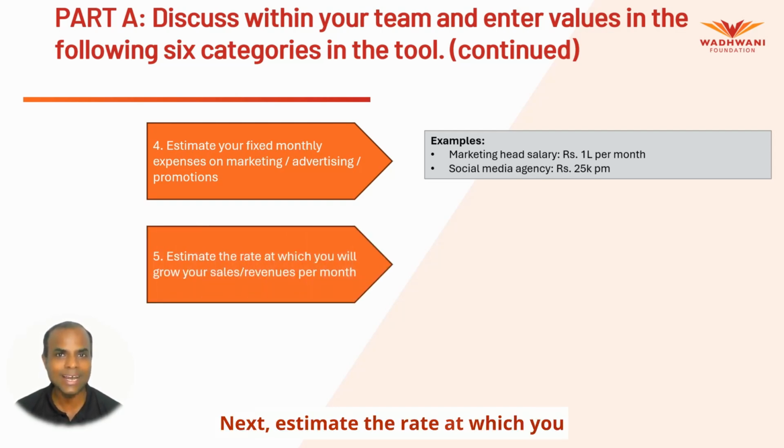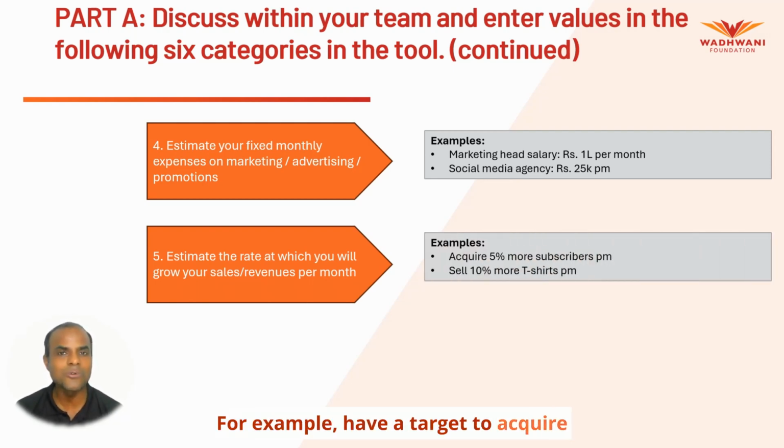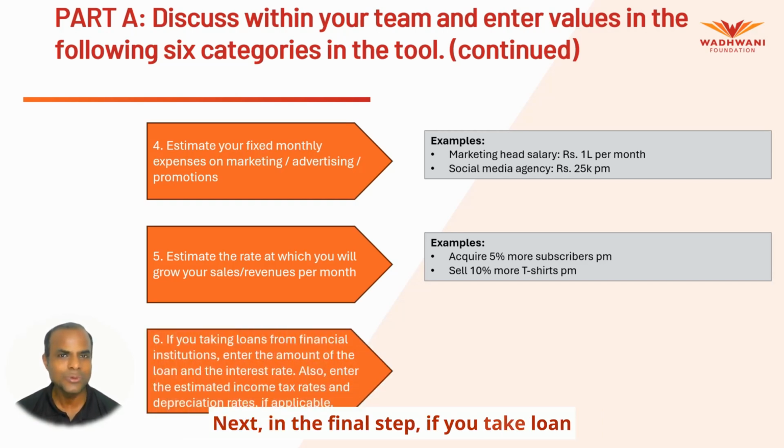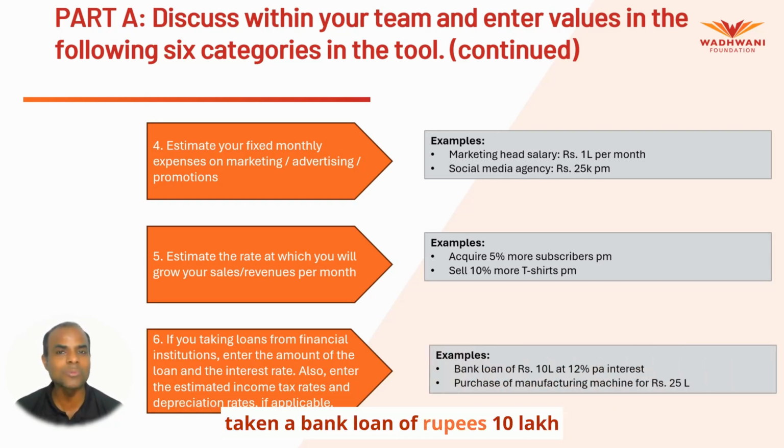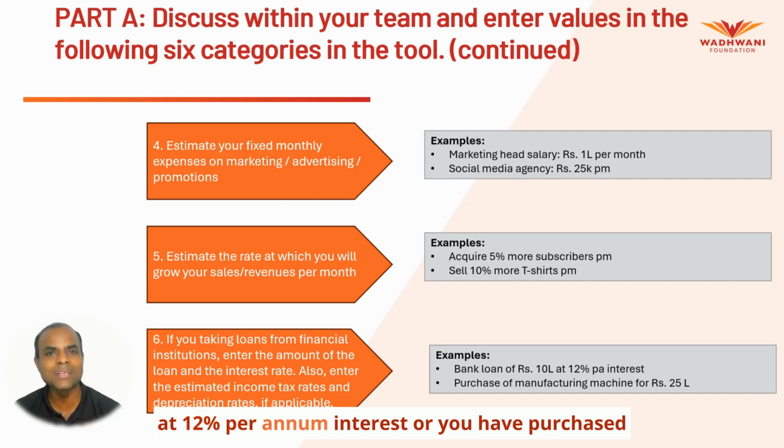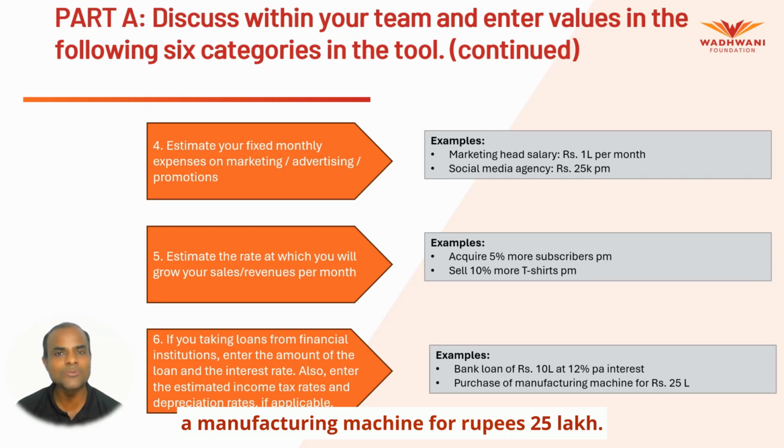Next, estimate the rate at which you will grow your sales every month. For example, have a target to acquire 5% more subscribers every month or sell 10% more t-shirts every month. These can be some targets that you can set. Next, in the final step, if you take loan from financial institutions, enter the loan amount and the interest rate. Also, enter the estimated income tax rates and depreciation rates if applicable. For example, you may mention that you have taken a bank loan of rupees 10 lakh at 12% per annum interest, or you have purchased a manufacturing machine for rupees 25 lakh.